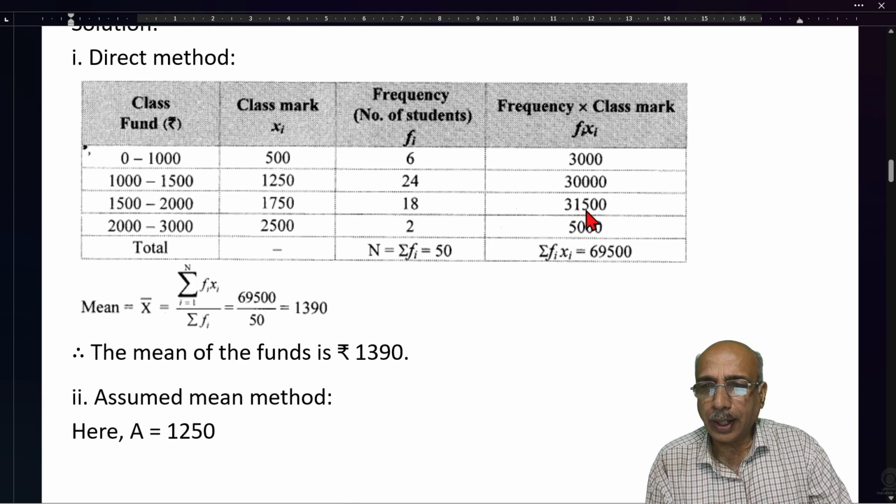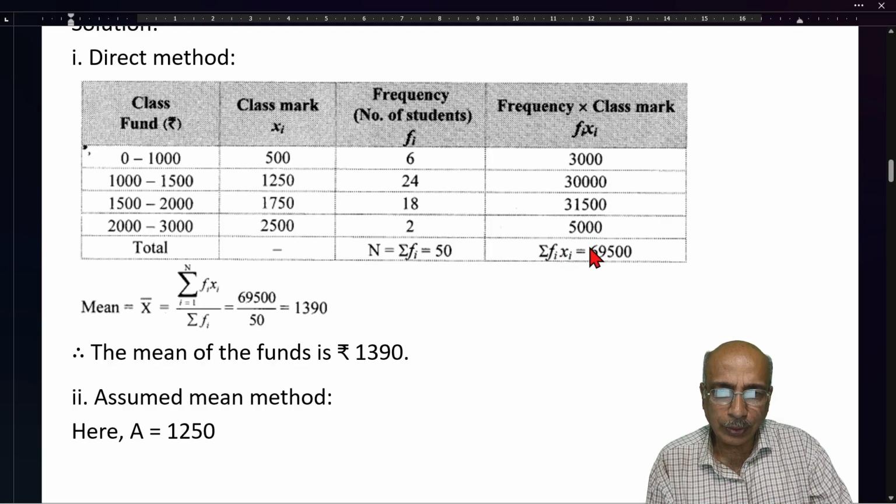Now here you see the direct method, very clear. The class mark is there, found from the class interval. Frequencies are there. Now you know how to take fi into xi from the table. Calculate the sum of fi. Here it is coming 50. Sum of fi xi, the total of this, is 69,500. Mean equals summation of fi xi upon sum of fi, equals 69,500 divided by 50. The answer comes to 1,390. This is by the direct method.